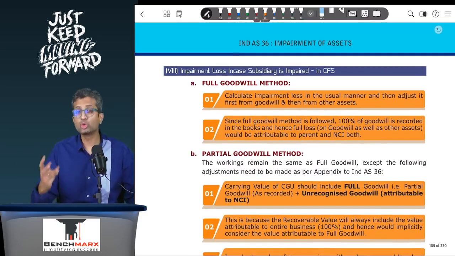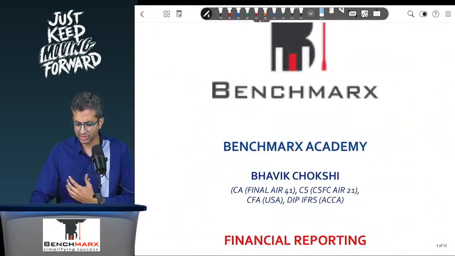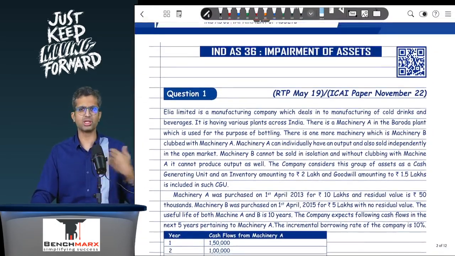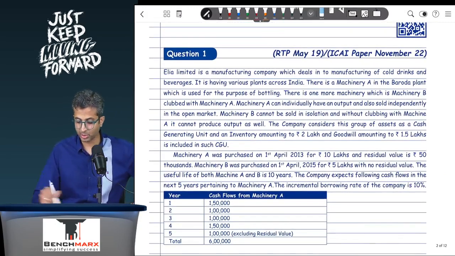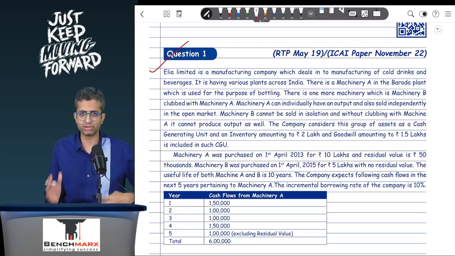We will try to do 3 important questions. Each of these in some or the other way have even come in your exams. So if you look at the first question, this is a very typical question number 1, a very important one. We will just discuss this, and this is applying the concept of impairment in case of a cash generating unit.